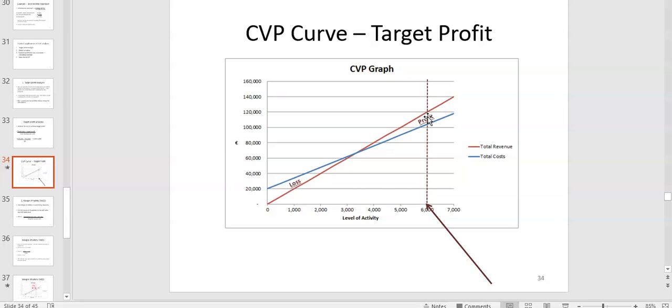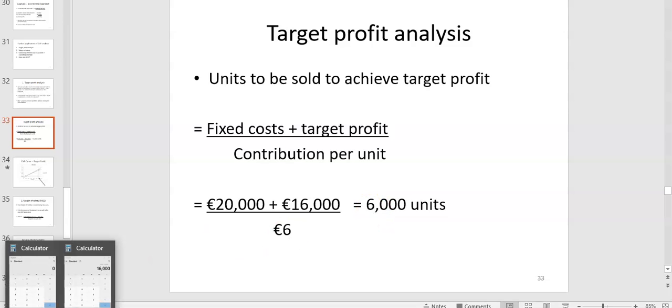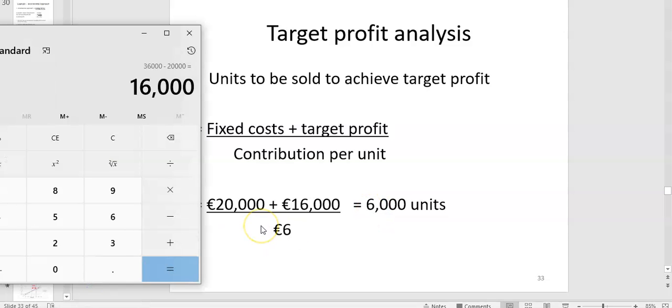And again, no harm at the end when you get your answer to check it back. Like if you got an answer 2,667, you should have been able to check it. 2,667 times 6 gets me contribution of 16,000. But if I pay my fixed costs of 20,000, I'm actually making a loss of about 4,000. So when you get these answers, check that you're getting where you need to be.